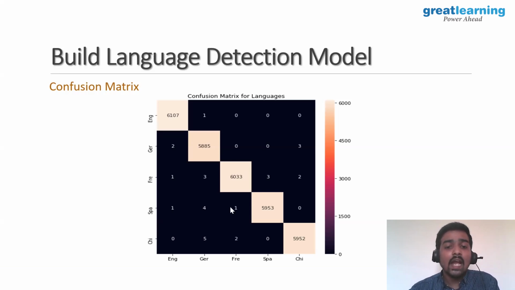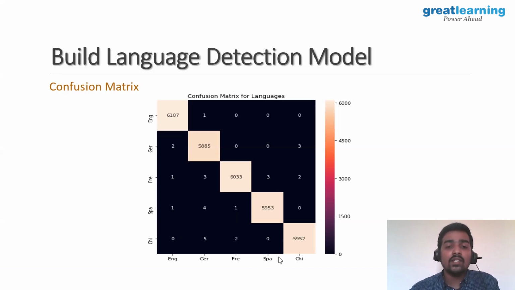Coming to French, there is no ambiguity between French, German and English, because we don't have any French sentence predicted as either English or German. We have 0 cases of it, and French is being predicted as French in almost 6,033 cases, which are the right cases. French is being predicted as Spanish in 1 case and as Chinese in 2 cases, which is also negligible.